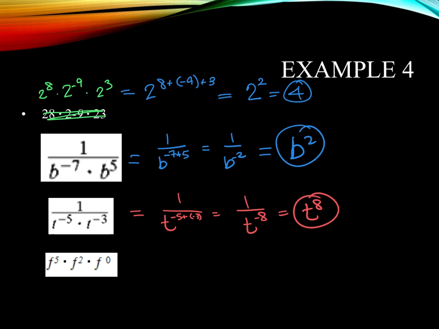And then for my last one, remember, anytime I have a power raised to the power of 0, or with an exponent of 0, this is always going to be 1. So this really means that I have f to the 5th times f squared is going to really become f to the 5 plus 2, or f to the 7th.